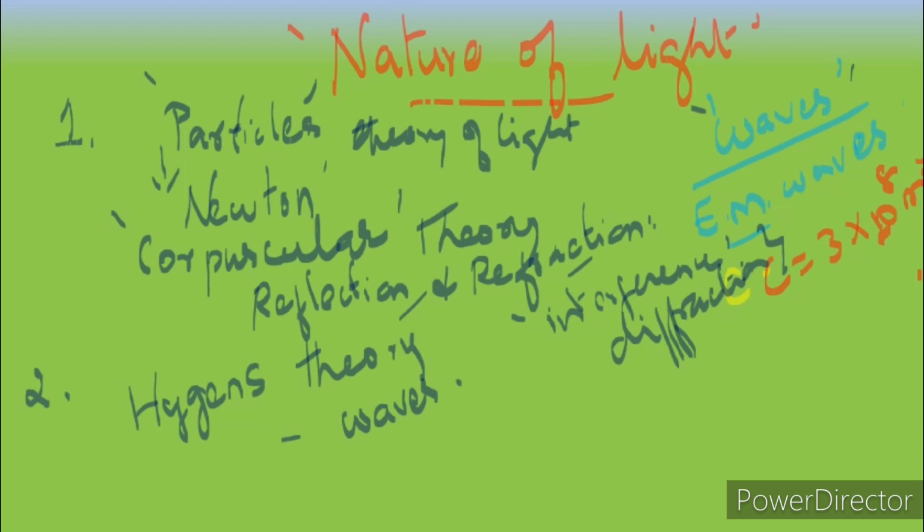So in that theory, he says light is a form of waves. But the thing he considered is light is a mechanical wave. You know that a mechanical wave, in the sense that it requires a medium for its propagation. So any mechanical wave requires a particular medium for its propagation, for its movement. Okay.